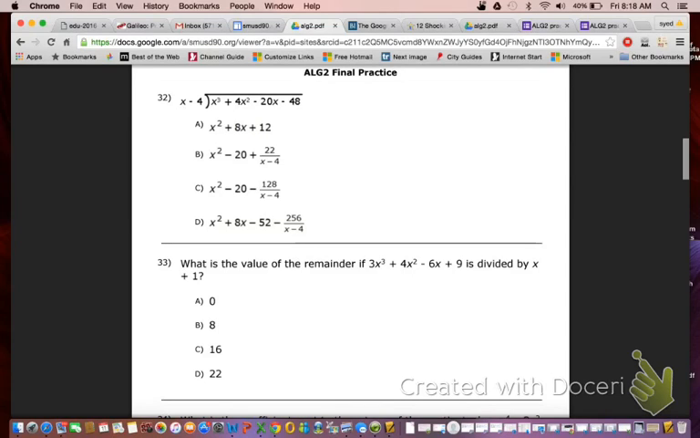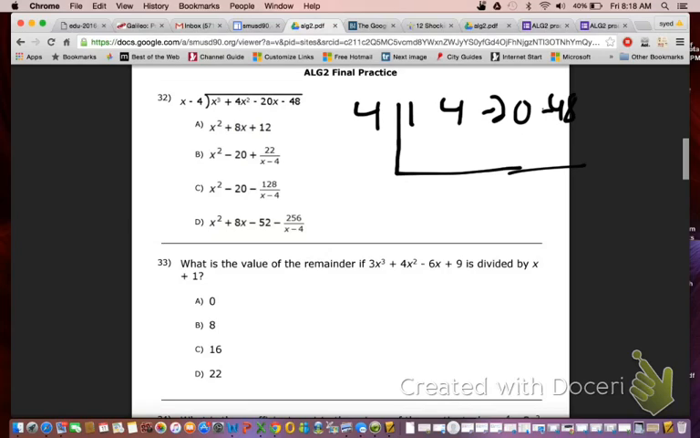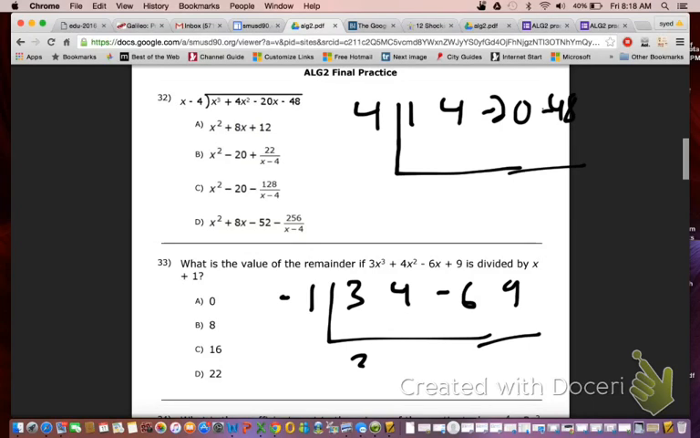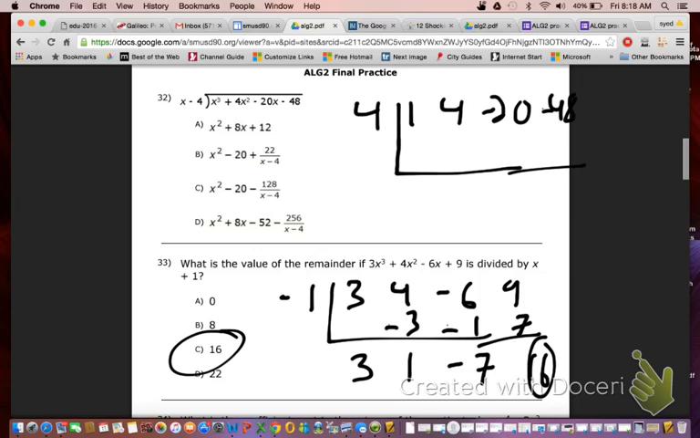Again, 32 is weird, but you want to make it like this. 4, 1, 4, negative 20, negative 48. Work backwards, and your remainder is always going to be over x minus 4. So again, you want to put negative 1 here, 3, 4, negative 6, 9, and see what's left at the end. Negative 3, 1. So we add it, we have 16 left at the end, it has to be 16, okay?